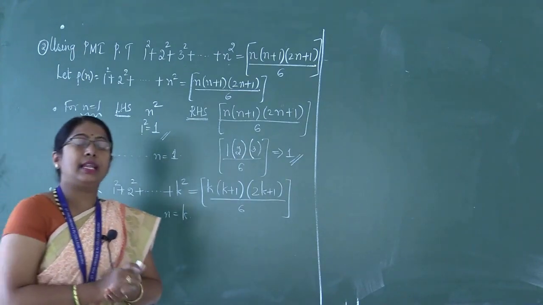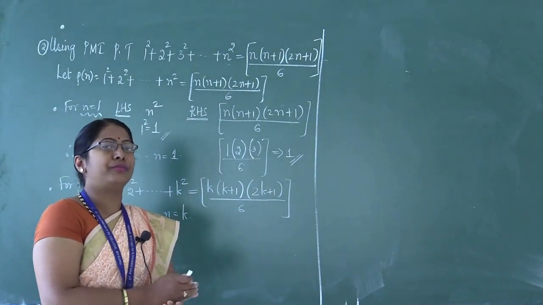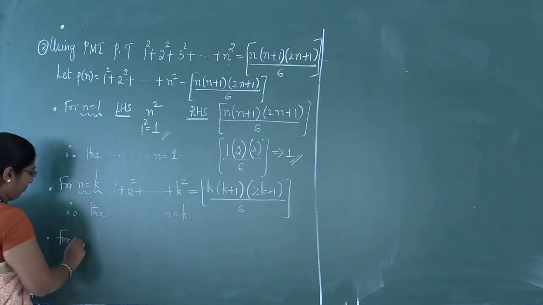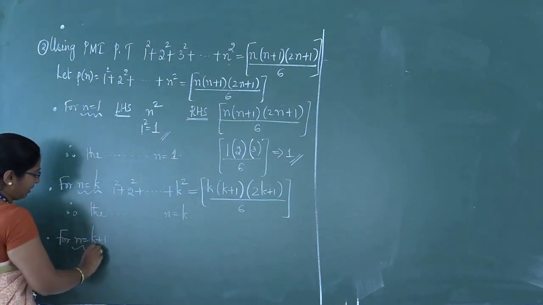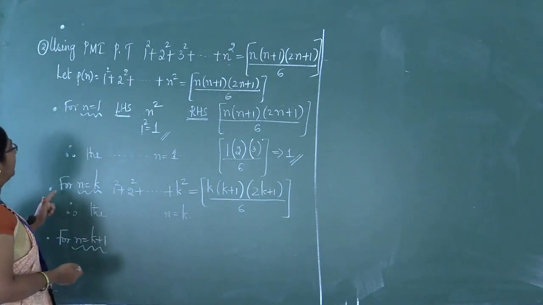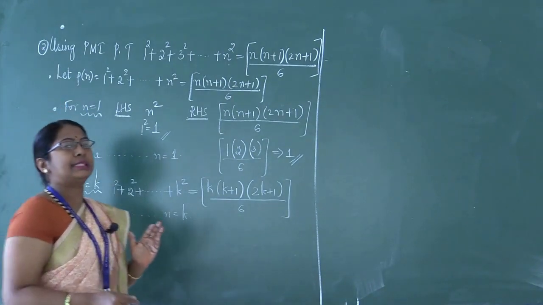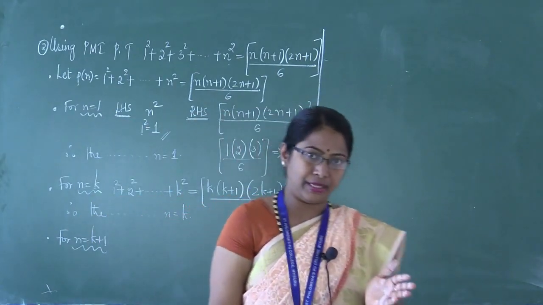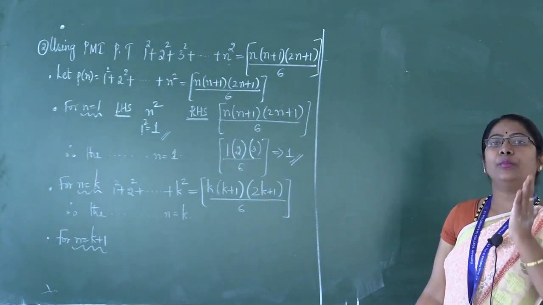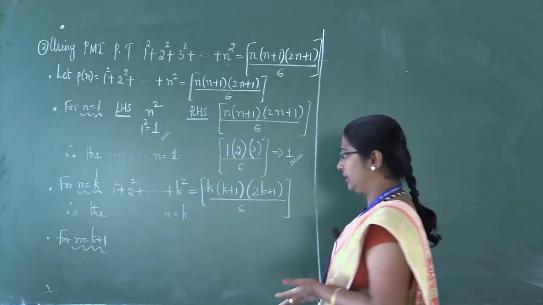Now, what is the last step of the problem? We are supposed to prove the given statement is true for n equal to k plus 1. For n equal to k plus 1, in this step, using step number 3, we are supposed to prove the given statement is true for n equal to k plus 1. In this step, what do we do? We will add the next term of k on both the sides.